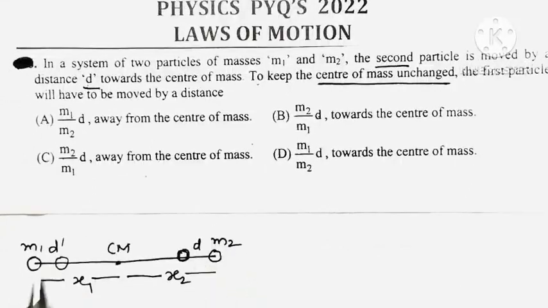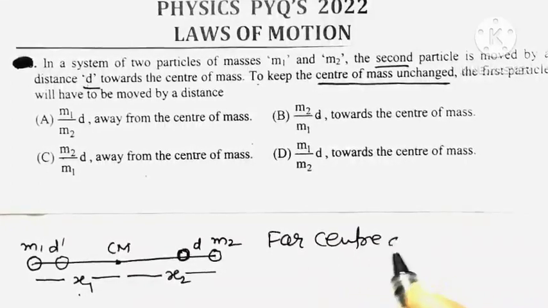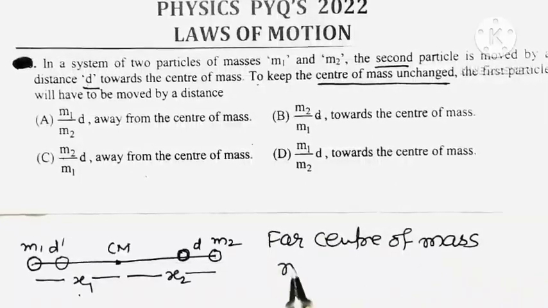So here we are having a system of two particles, say of masses m1 and m2, and here is their center of mass. First particle is at a distance x1 from center of mass, second particle is at a distance x2 from center of mass. So for center of mass, m1 x1 must be equal to m2 x2.